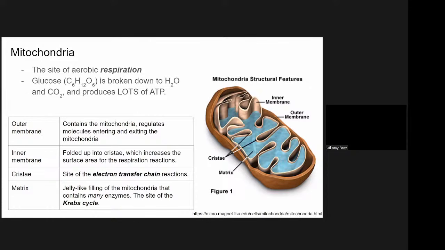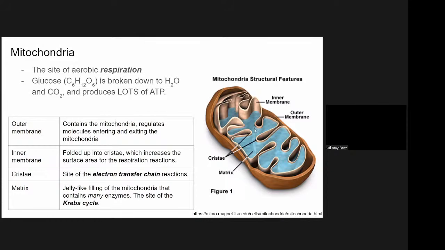Now, the cristae is the site of a whole lot of respiratory reactions. So we want to have lots and lots of surface area there, so we've got lots of space for those reactions to occur. The cristae are the site of our electron transfer chain reactions. So our electrons are passed backwards and forwards across our cristae membrane. So that's again why we need lots of surface area for them.